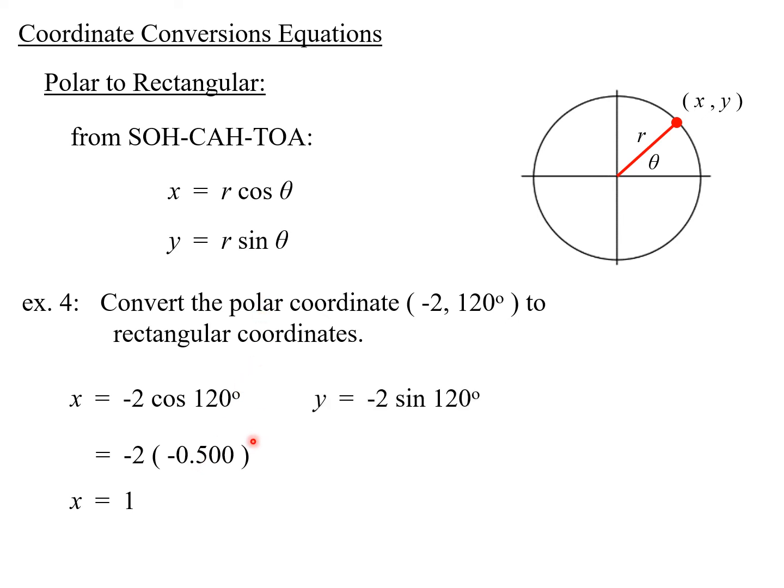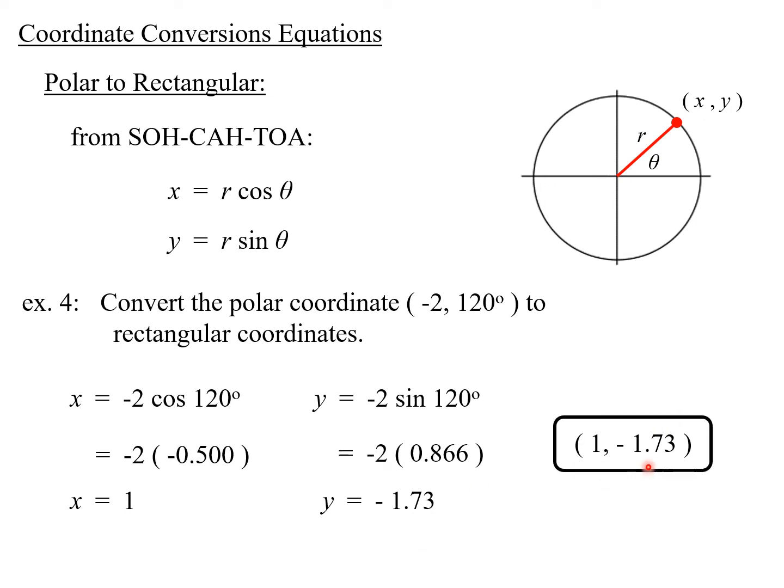Now to get the y coordinate, we're going to take negative 2 times the sine of 120. The sine of 120 is root 3 over 2 or 0.866, positive because we're in the second quadrant at 120 degrees. After multiplying that by negative 2, we get a value of negative 1.73. So the rectangular coordinates equivalent are 1, negative 1.73, which once again makes sense. If 120 is right there and we go negative like that, we're going to have positive cosines and negative sines, or positive x coordinates and negative y coordinates, as we do. And the y coordinate has a greater absolute value than the x coordinate if we're down here, right? So this answer makes sense.